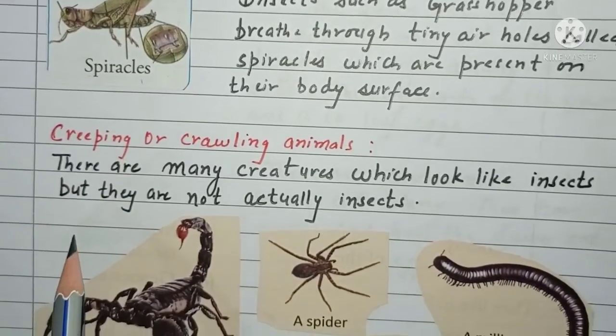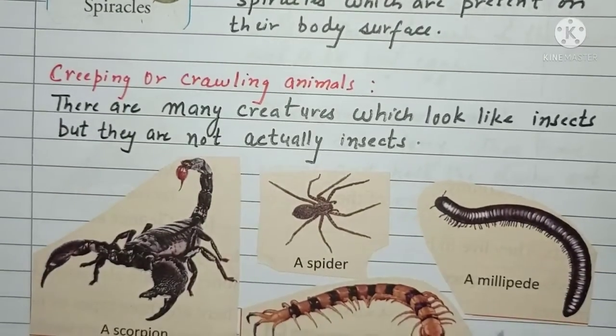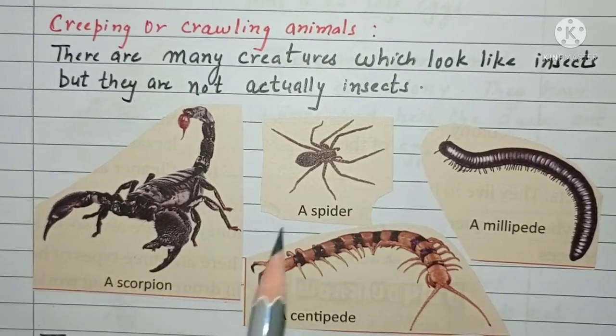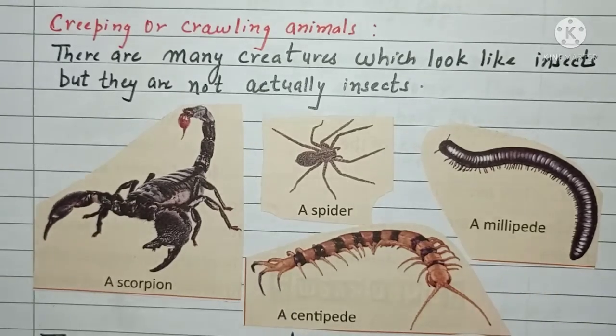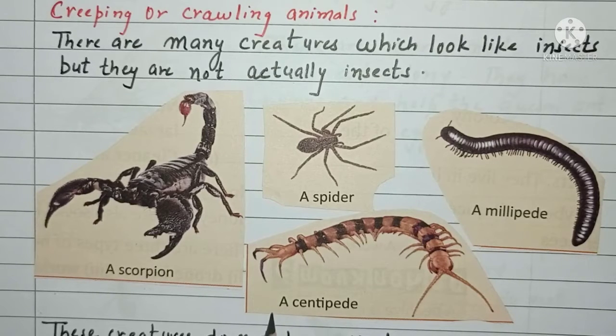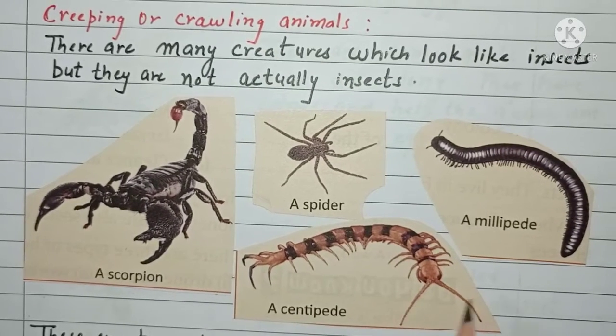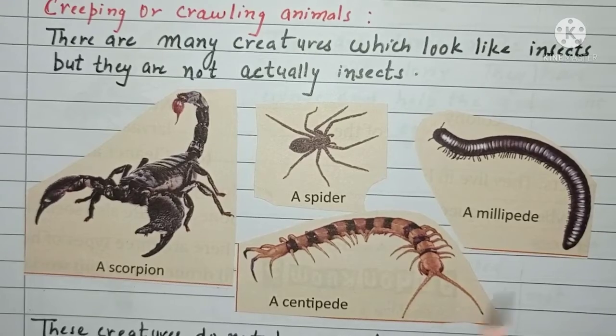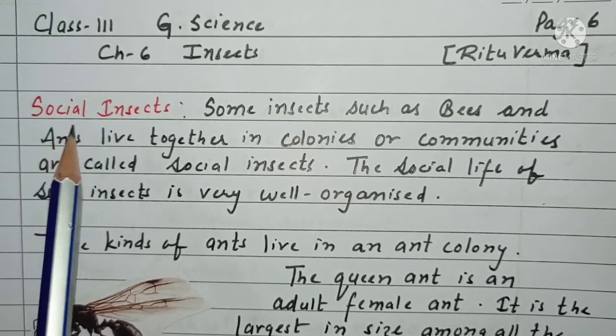Now students, you might have seen there are many creatures which look like insects but are not actually insects. Just see a scorpion, a spider, a millipede, and a centipede. These look like insects, but actually they are not insects. Why? These creatures do not have six legs or four wings like insects. They do not have the three distinct body parts: head, thorax, and abdomen. That is why they are different from the insects and they come under the category of creeping or crawling animals.